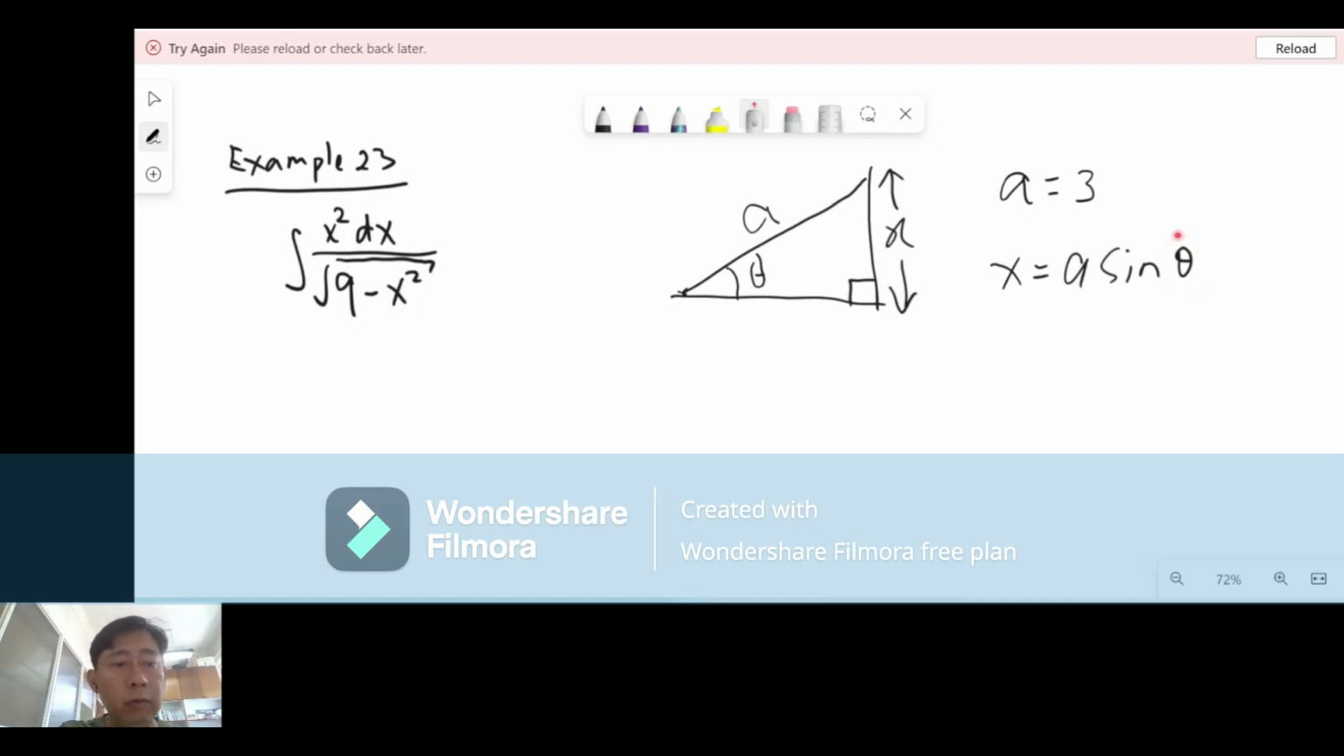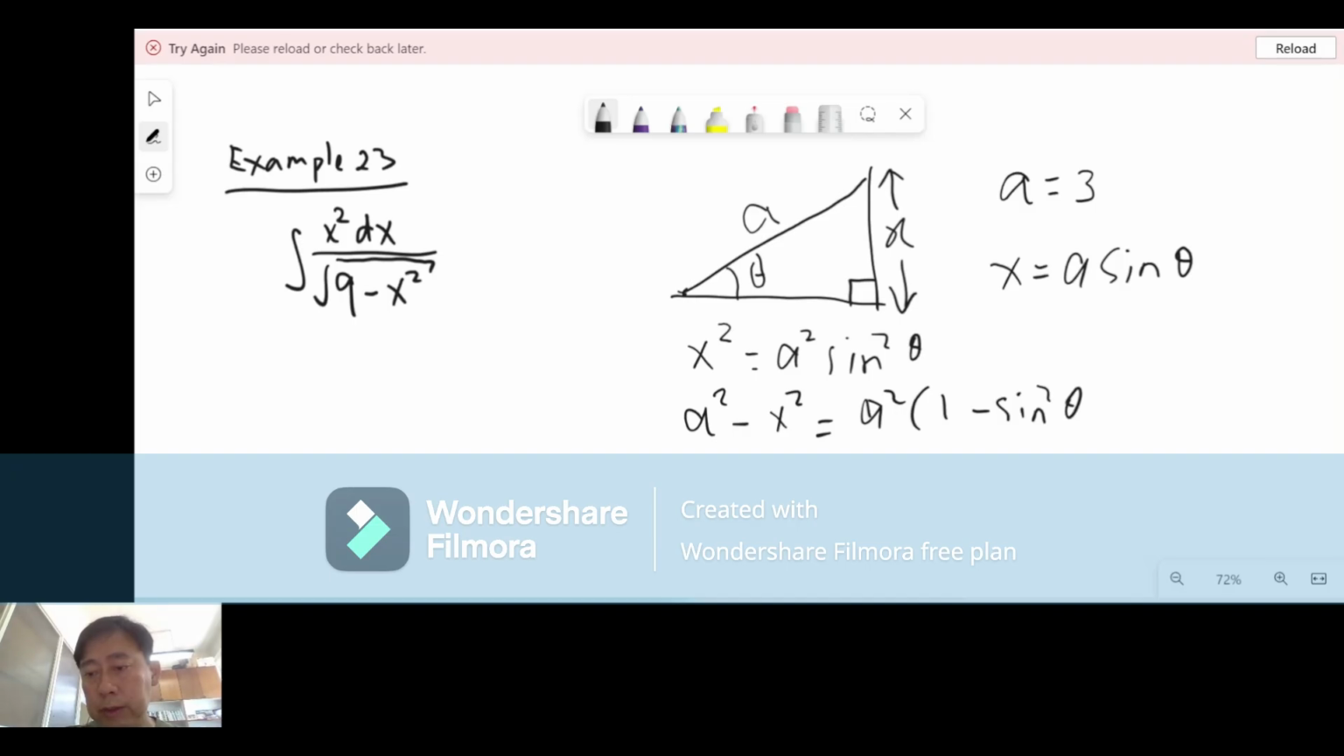To this end, we need to know the expression of x squared dx and also the expression of the square root of a squared minus x squared. So x squared is just a squared sine squared theta. A squared minus x squared is just a squared times 1 minus sine squared theta, where I simply substitute the x squared from this expression. And this is nothing but just a squared times cos squared theta. Cos squared theta is identified as 1 minus sine squared theta.